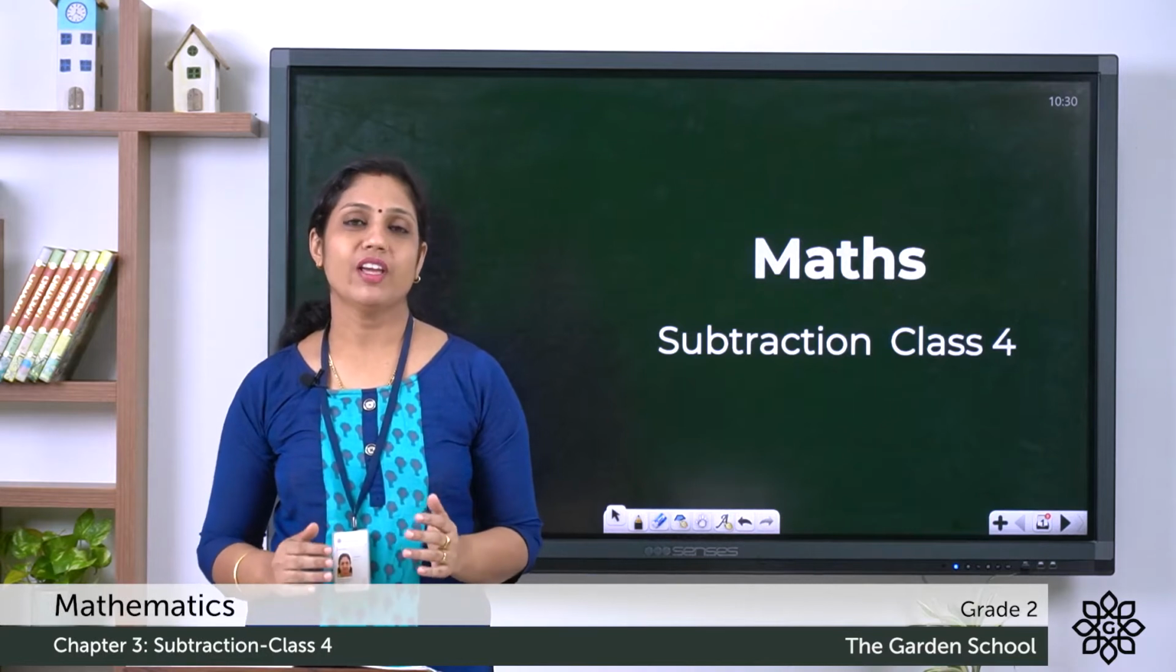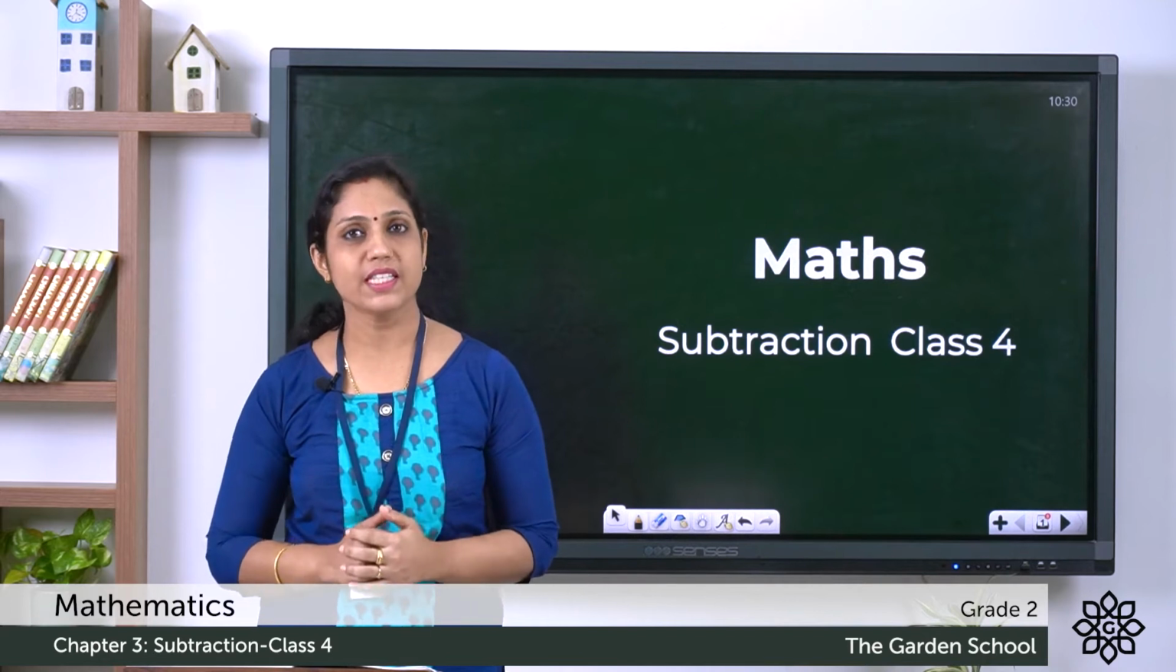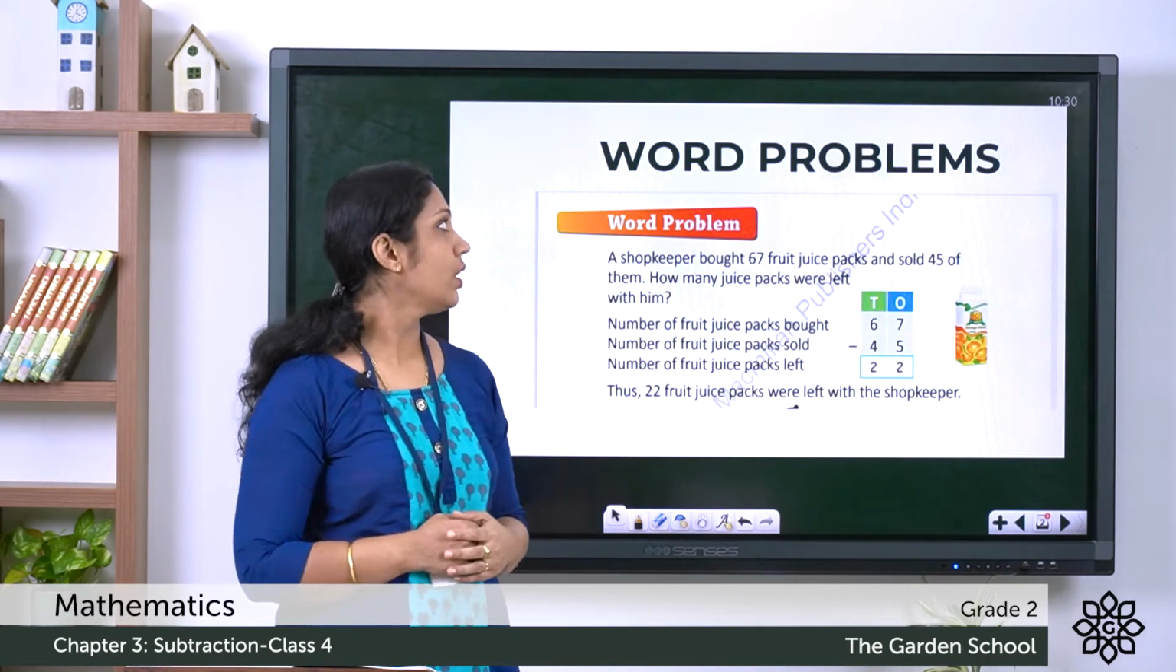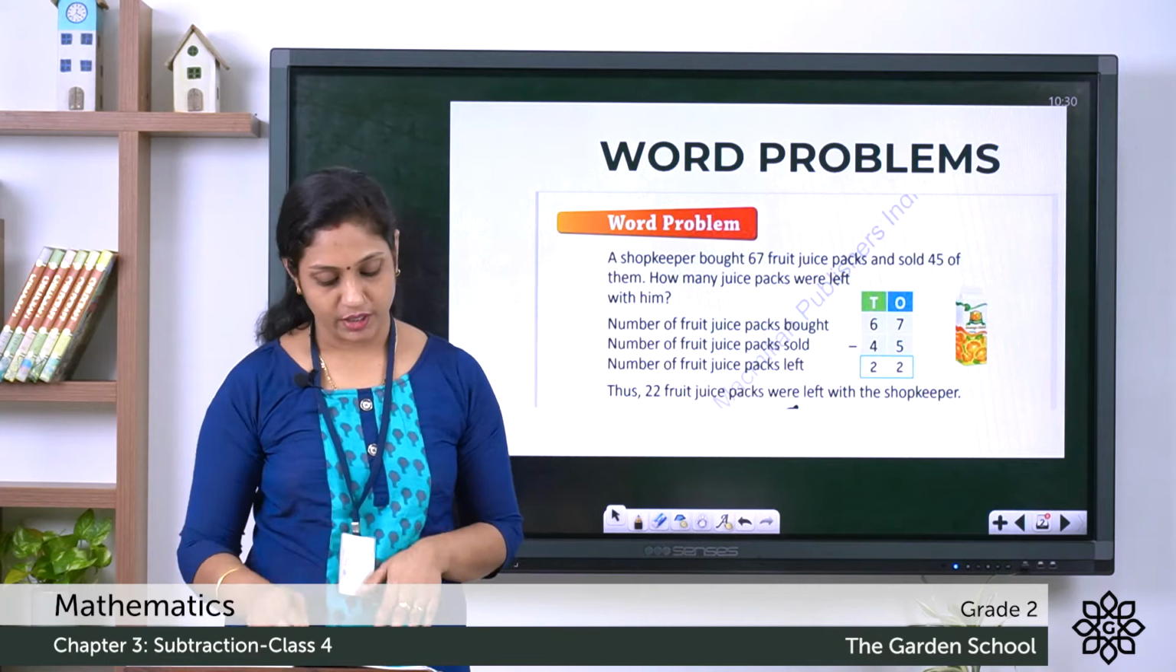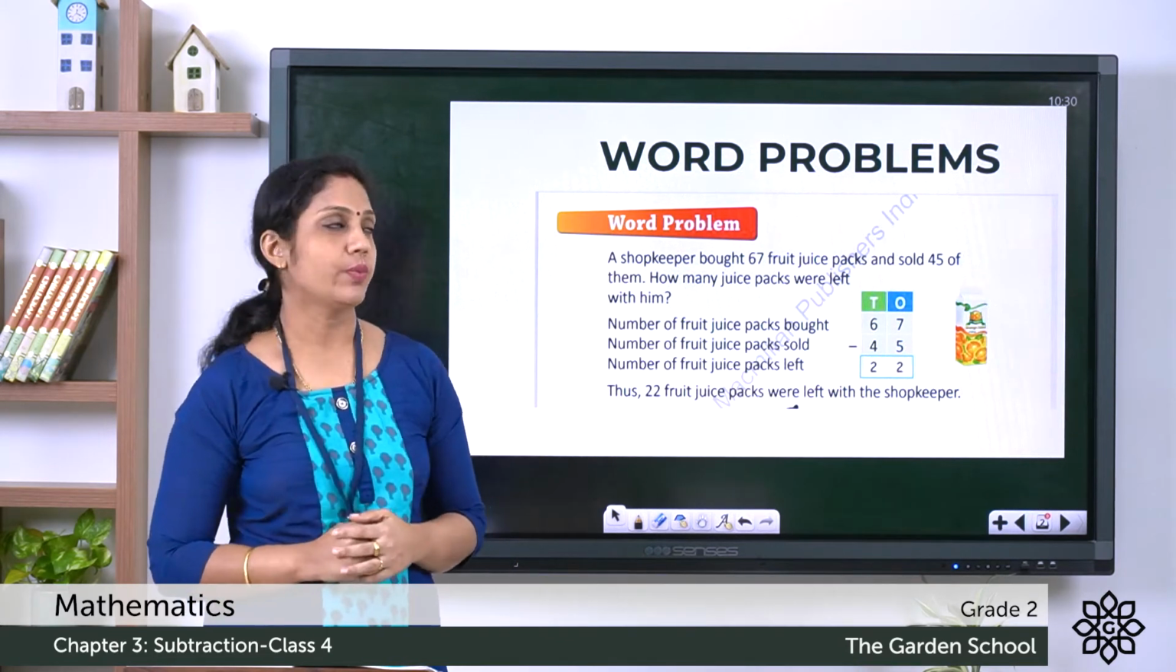In maths, we were learning subtraction. So today, we are going to learn word problems in subtraction. Here, in your text, page number 38, we have a word problem. Let's read the word problem.